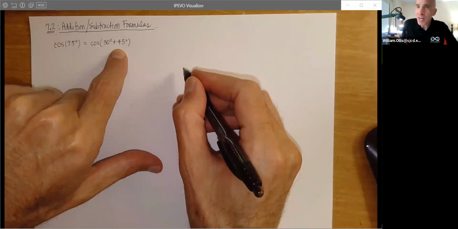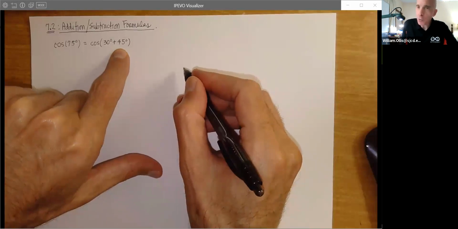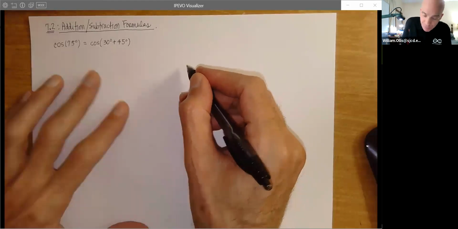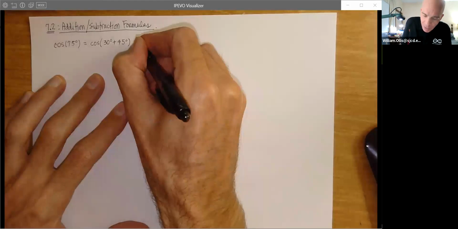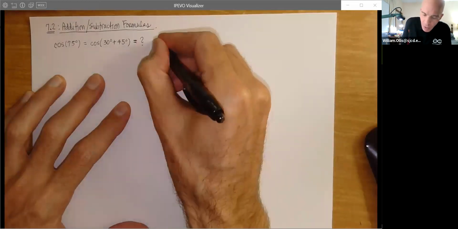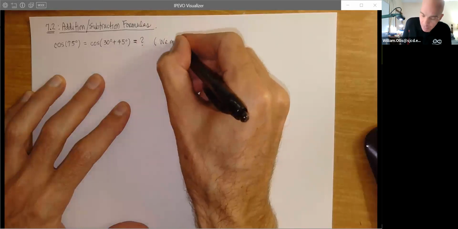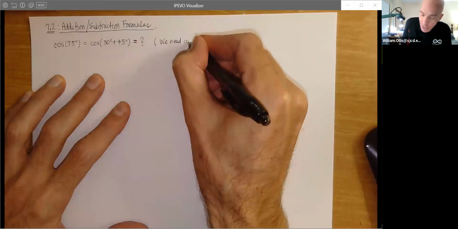And so we don't have that luxury with the cosine function, nor do we have that with any of them actually. And so when we look at this, we're like, well, here's a question mark. So we'll just write to the side here, we need an exact value.